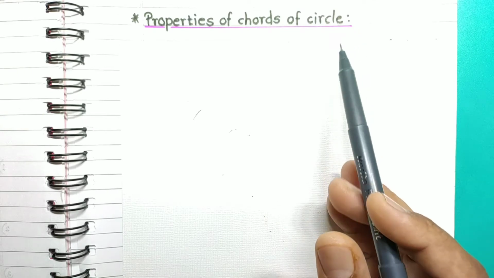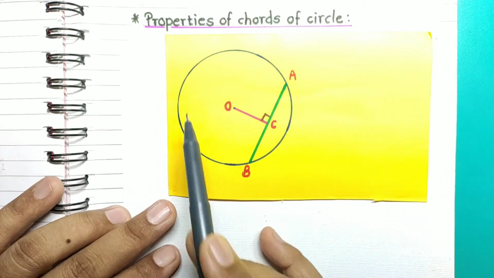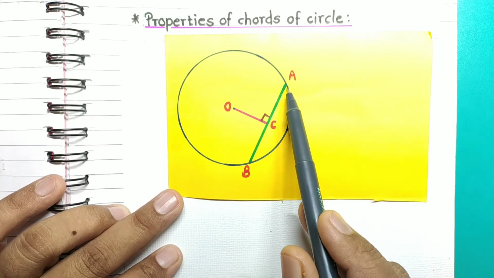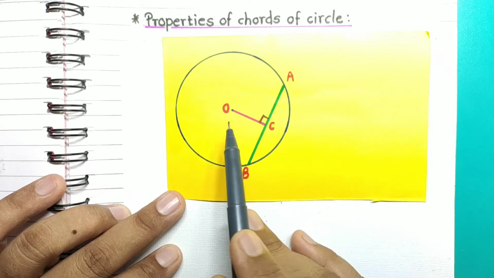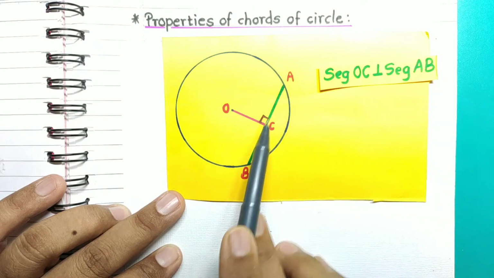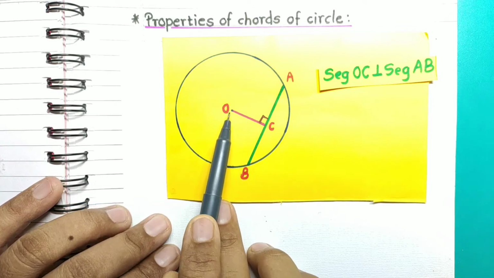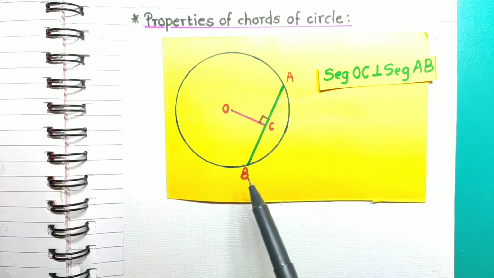Students, now let's recall properties of chords of a circle. For this, consider this figure. It contains circle with center O and chord AB. Here we observe that segment OC is perpendicular to segment AB. So this is perpendicular drawn from center on chord AB.